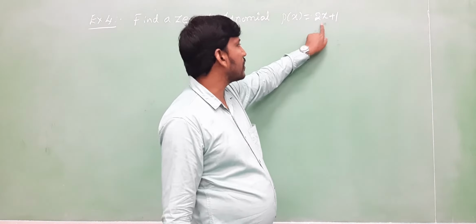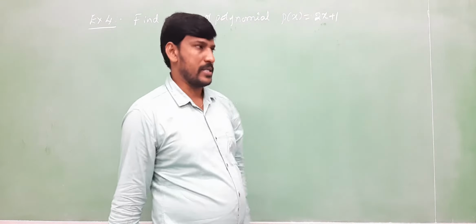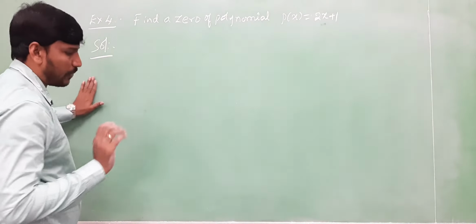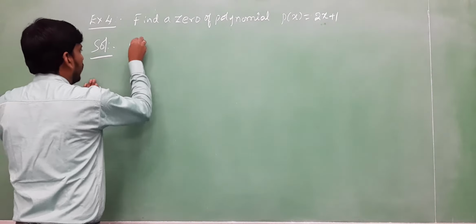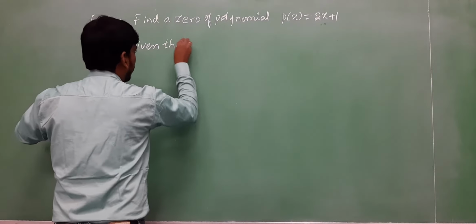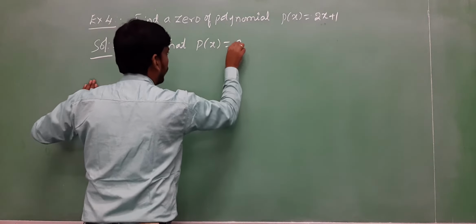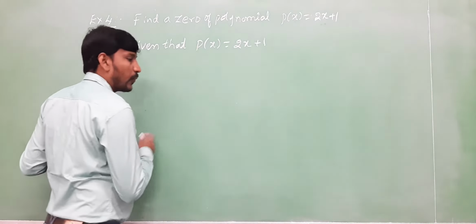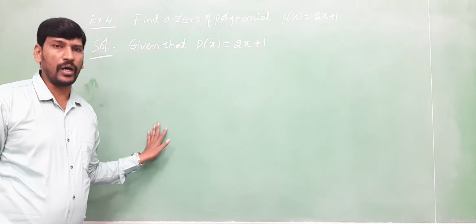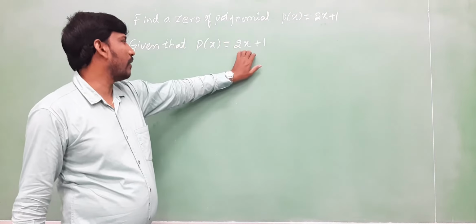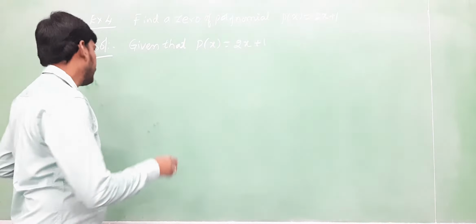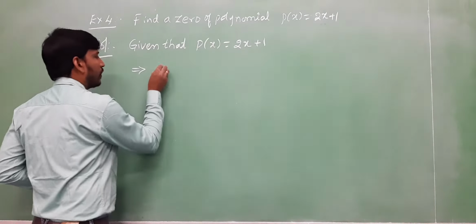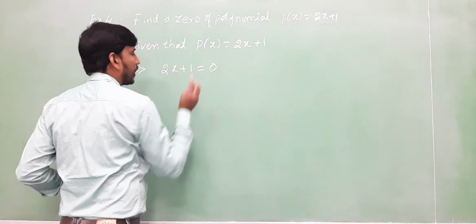First of all, the given equation is a linear equation, it has only one zero. Proceed here. Solution. How to solve? This is very important. Now, given that the polynomial p of x is equal to 2x plus 1. We need to find the zero of the polynomial, that is, the value at which this polynomial will become 0. Simply we can take the given polynomial and equate it to 0 directly: 2x plus 1 equal to 0.